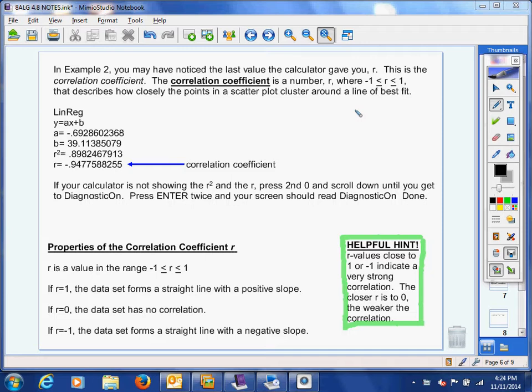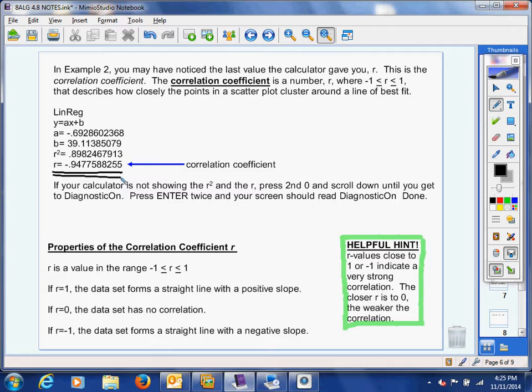Okay? Now, as you may recall, in example 2, you noticed on your calculator that the last value was R. And here it is, right here, I'm going to underline that. And that's something we call a correlation coefficient. That tells us some very, very important information about the correlation.